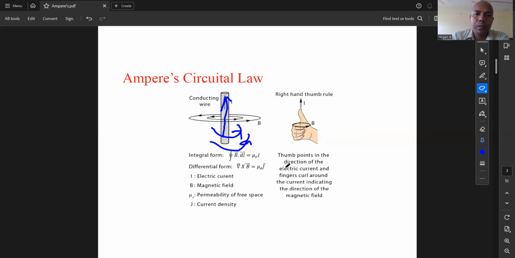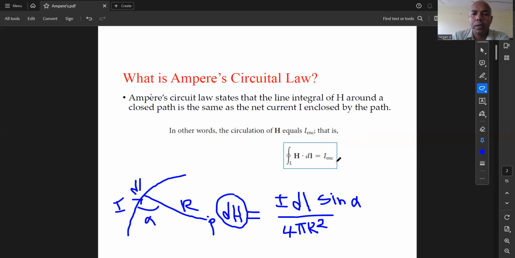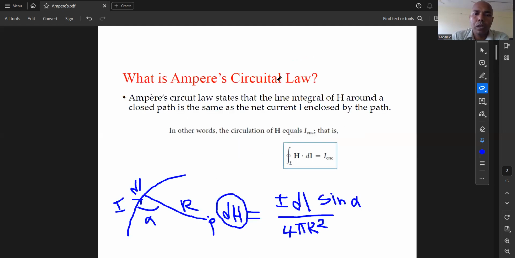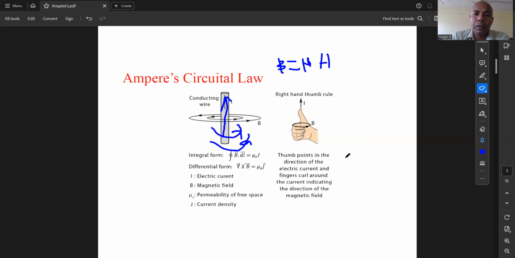So now we can write the closed integral of H dot dl is equal to I enclosed. Here I is the current and H is the magnetic field. There is one relationship, B is equal to mu H, so based on this the equation can be modified. The closed line integral of B dot dl is equal to mu naught I, because we conduct this in free space, so H multiplied with mu becomes mu naught.